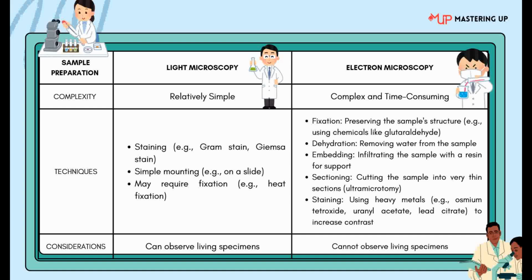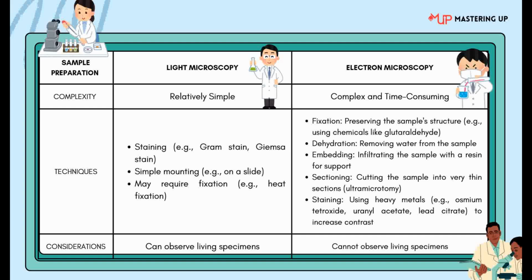But electron microscopy, on the other hand, has complex procedures, including fixation, dehydration, embedding, sectioning, and staining. Let's see the steps in detail. Fixation. Fixation involves preserving the sample structures, for example using chemicals like glutaraldehyde.